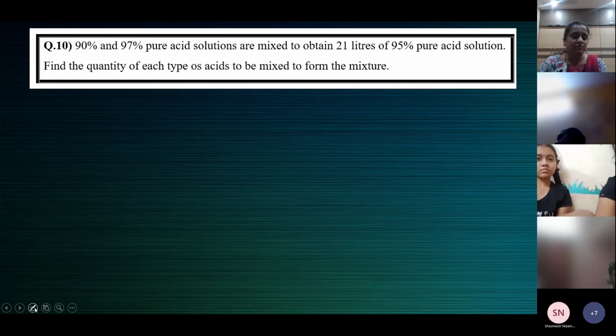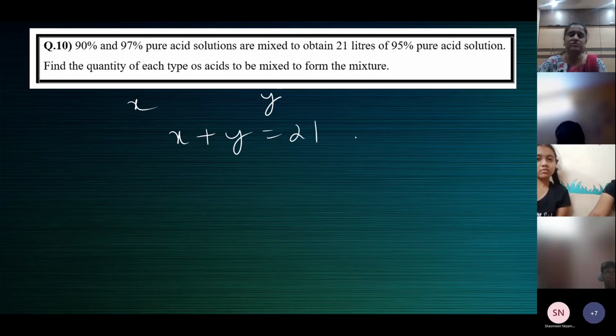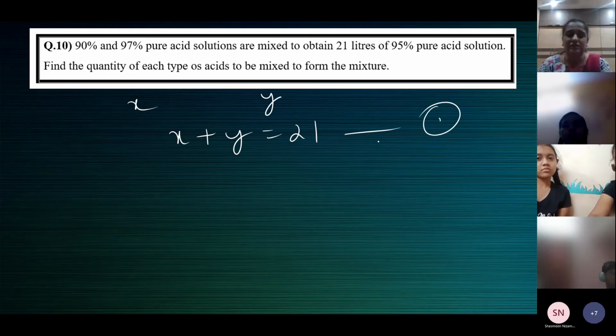So let the quantity of the first one be X and the second one be Y. I'll show you the answer. We'll just do it roughly. X liters plus Y liters is equal to 21 liters. So it's the first equation. Now this is about the total quantity. You have taken X liters of the first one and Y liters of the second one. When you mix both, the total volume is 21 liters. That is the first equation.